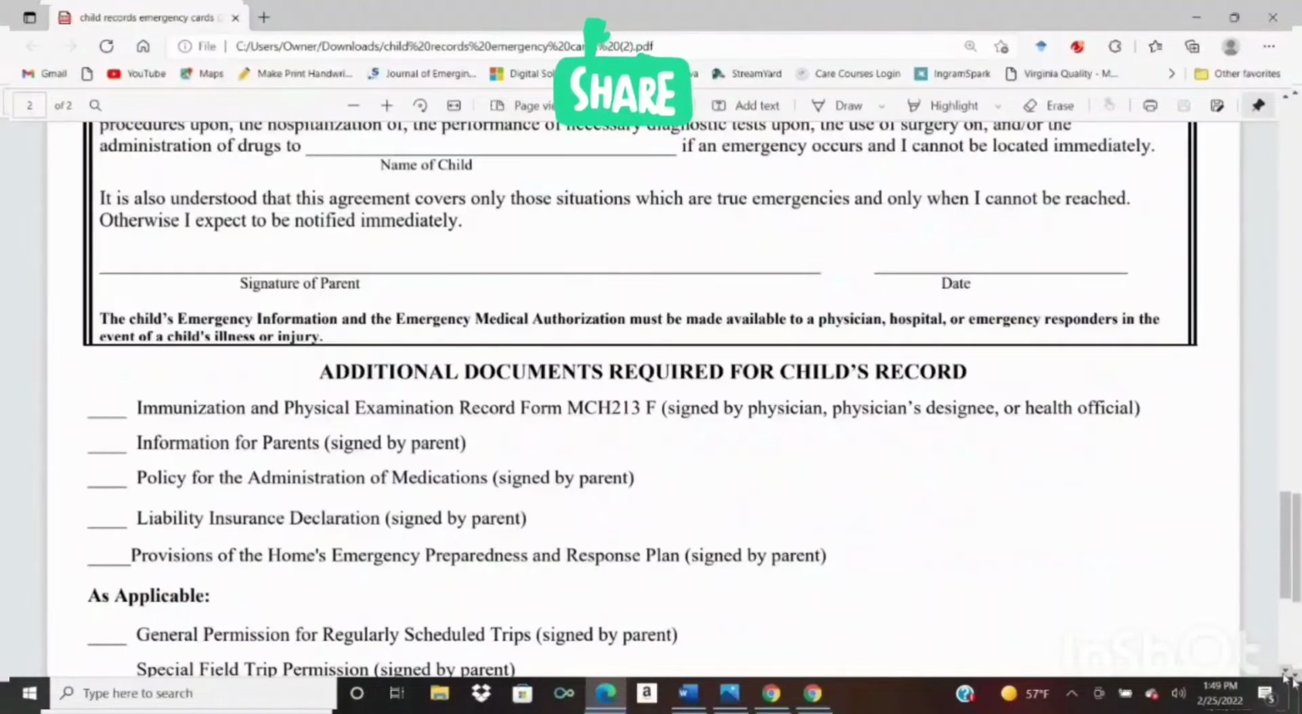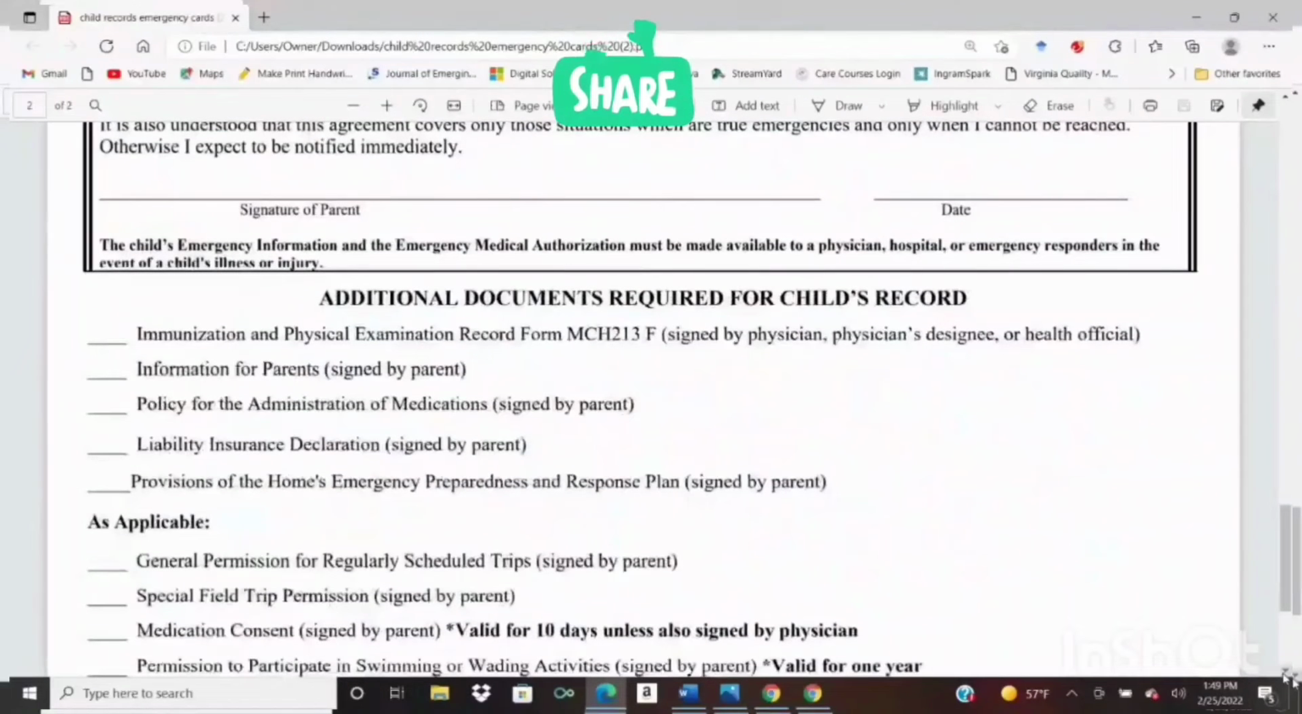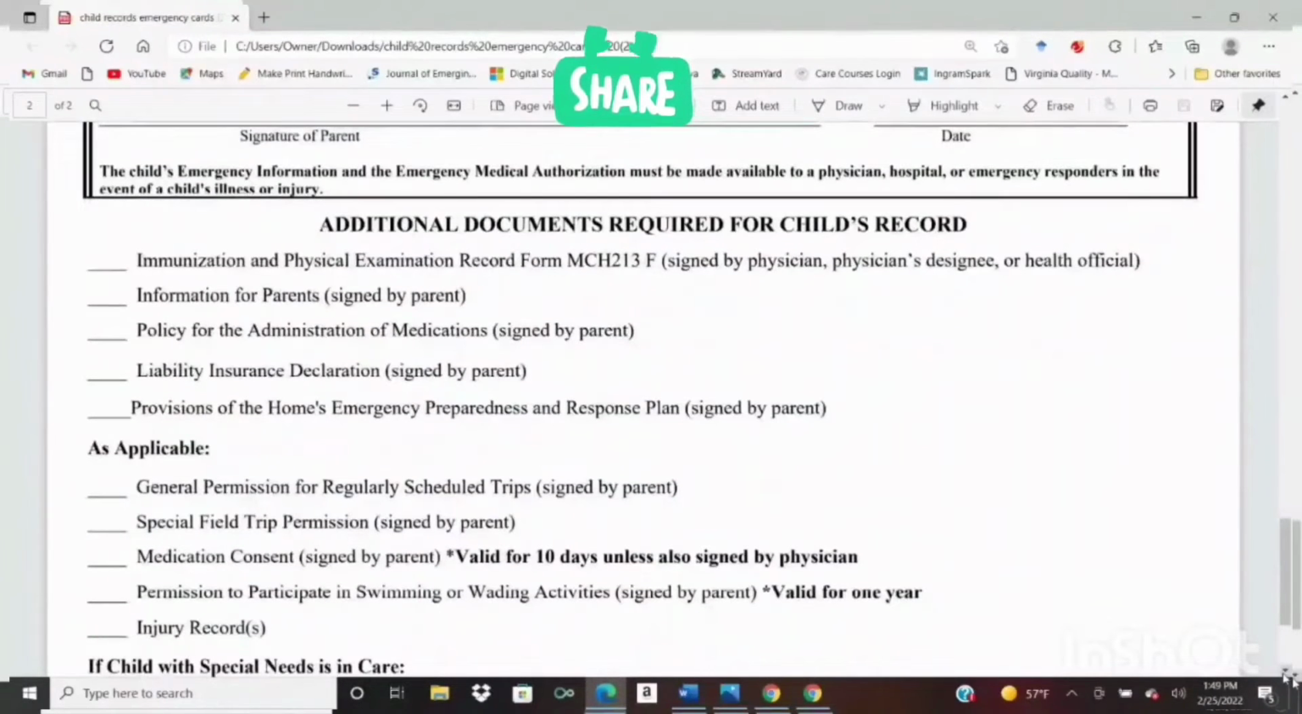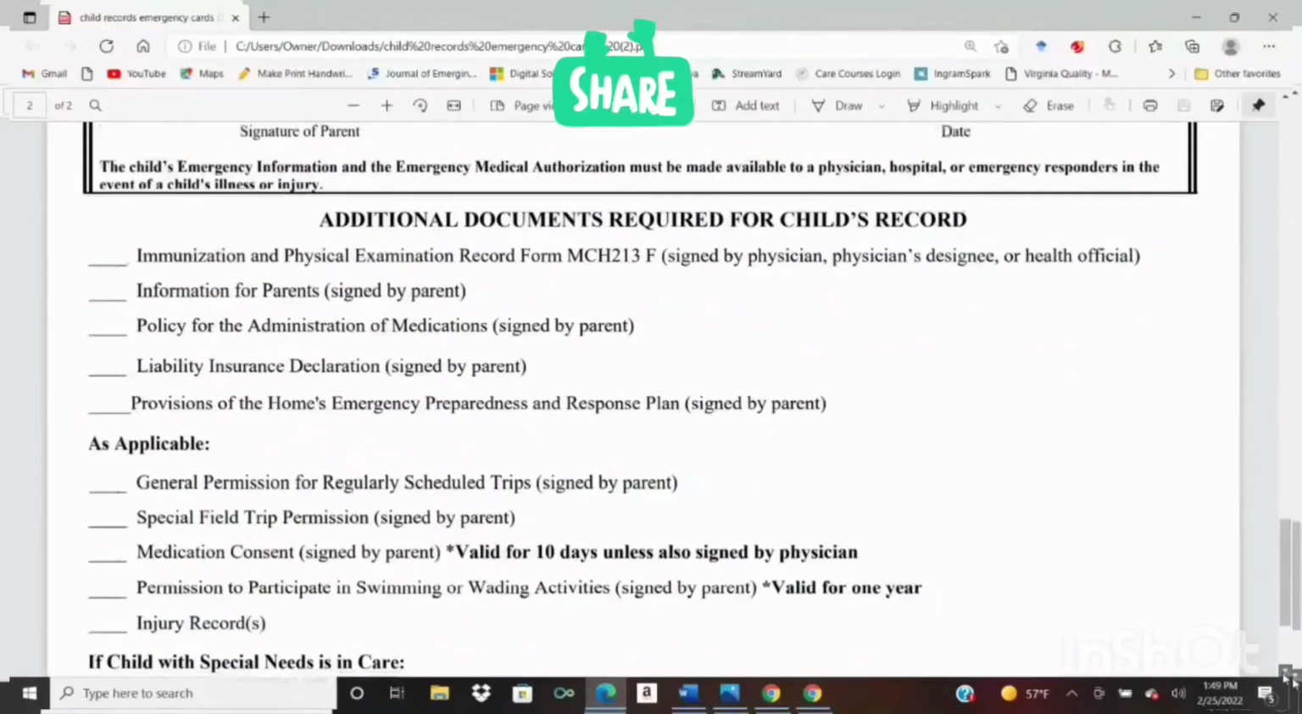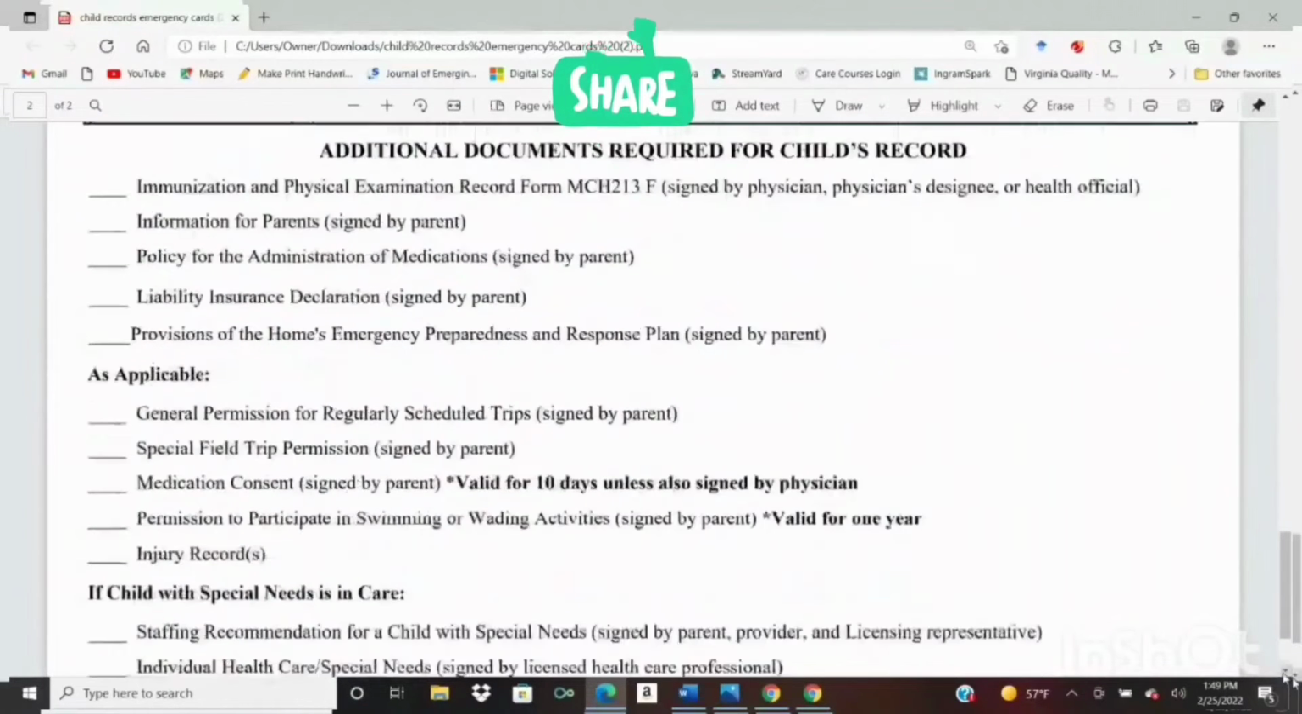The child's emergency information and the emergency medical authorization must be made available to a physician, hospital, or emergency responders in the event of a child's illness or injury. And this is why, if we're going on a field trip, we're taking this with us. If we're going outside, we're taking it with us. If we're doing emergency drills, it's going with us.